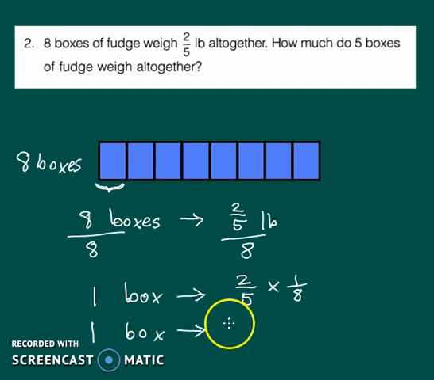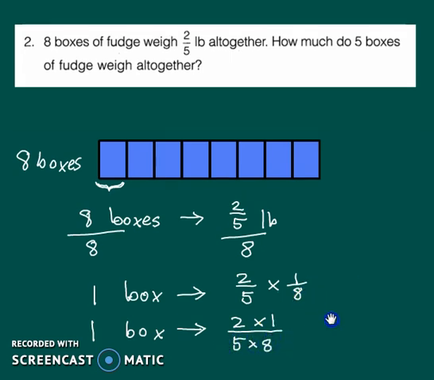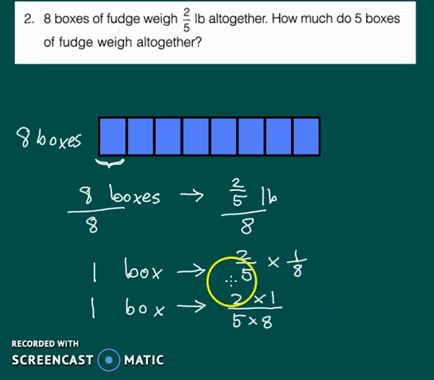So one box is equal to, so I can rewrite this as 2 times 1 over 5 times 8. And because 2 and 8 have a common factor, I can simplify. So I'm going to divide the top by 2, and I'll get rid of this 2, and I'm going to divide the bottom by 2, and the 8 will turn into a 4. And now all I see is 1 on the top and 5 times 4 on the bottom. So 1/20 of a pound is how much one box weighs.